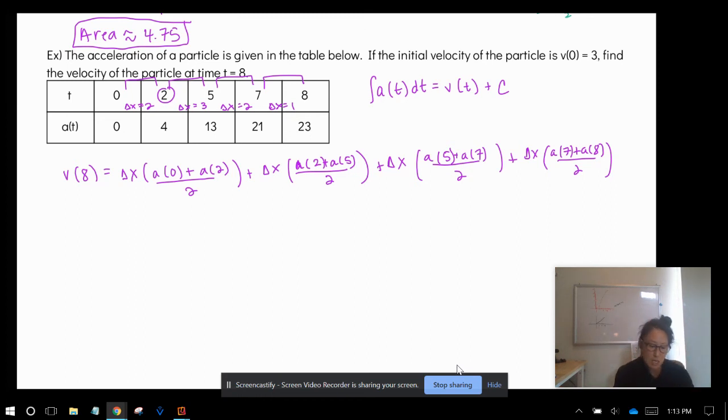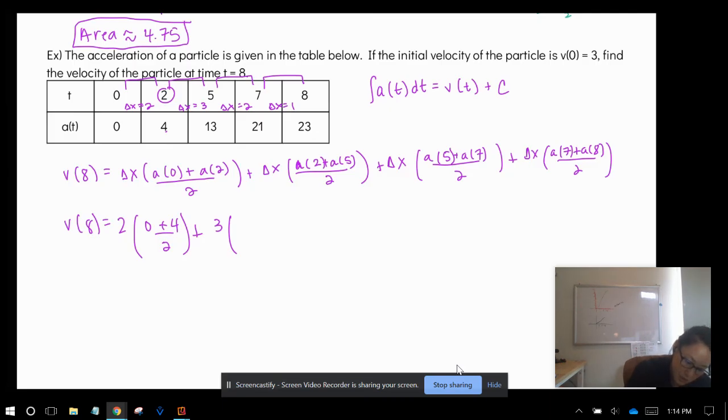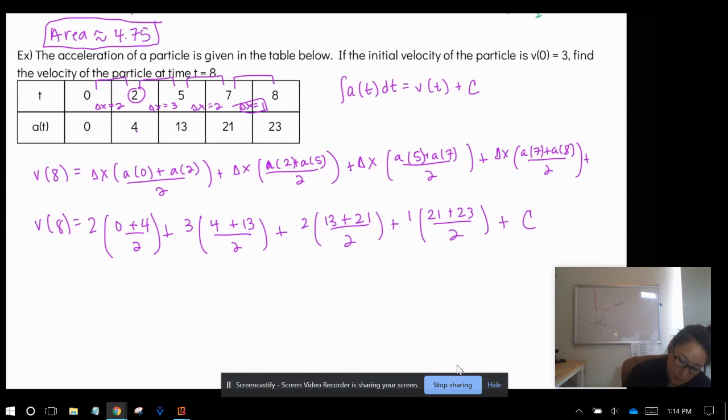So what I get next, delta x would be 2 times, and I'm just going to substitute in my y value, so I get 0 plus 4 over 2 plus this time the width is 3 and a of 2 is 4 plus 13 over 2 plus 2 times 13 plus 21 over 2 plus the change in x is 1 times 21 plus 23 over 2, all plus c. Ooh, I forgot my plus c here. Plus c. Okay.